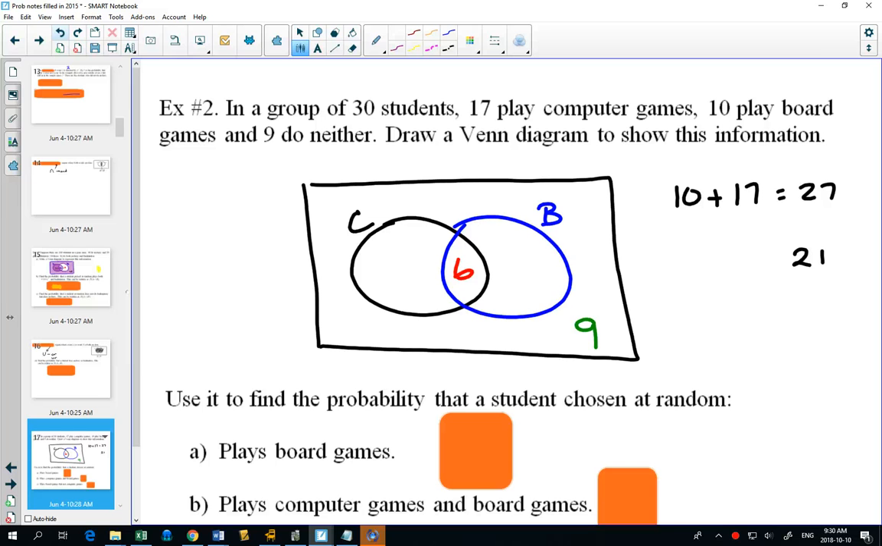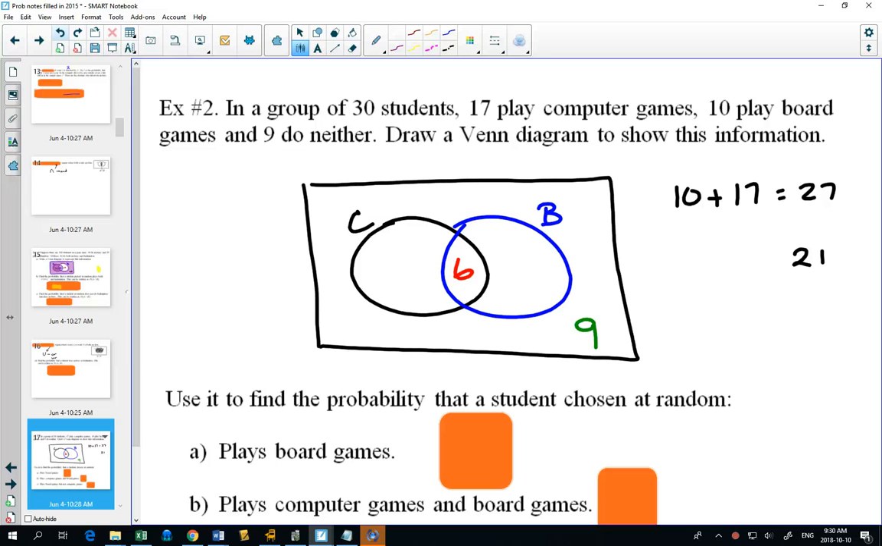You can also just add up everything. If I add up 17 plus 10 plus 9, I'm going to get 36. But if I add 17 plus 10 plus 9, I've added the middle section twice. So if I get 36 and it's supposed to add up to 30, that means that that middle section has to be 6. Perfect. Great strategy.